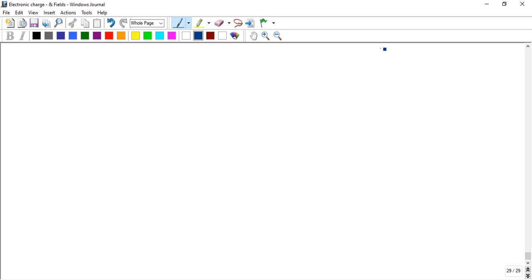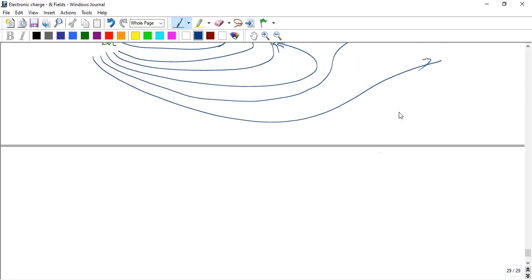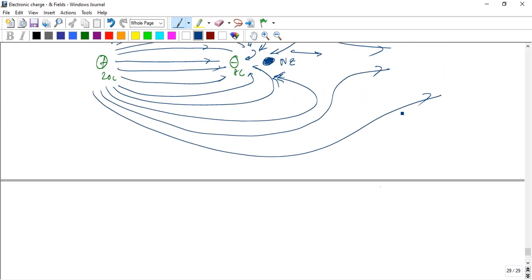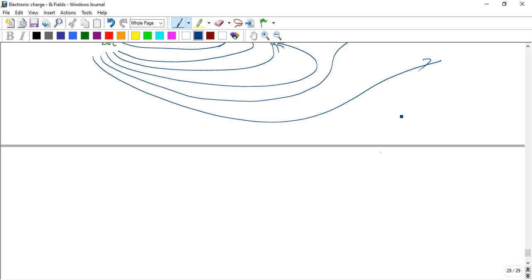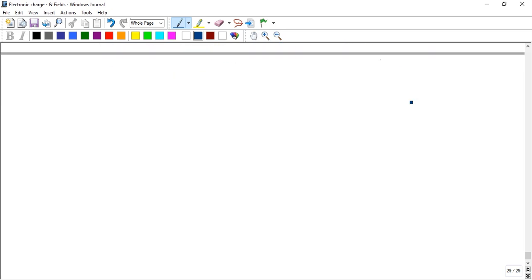So today we discuss dipole. In the previous class we discussed what is electric field and the concept behind the electric field. That's very important. Now we continue the previous topic. What is dipole?